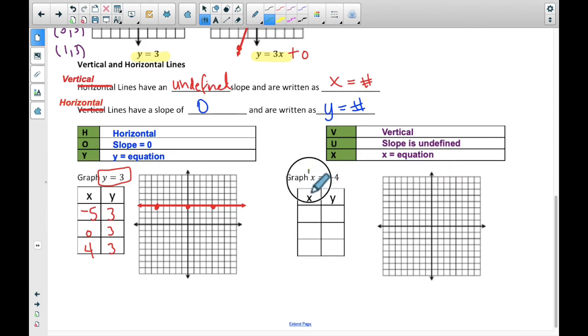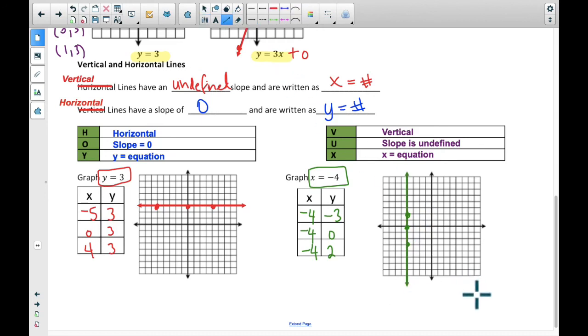Okay, the next one, if we look at the graph, says x equals -4. That means every single time x is going to be -4. The y could be anything. It could be -3, it could be 0, it could be +2, anything. And so I plot those points, (-4, -3), (-4, 0), and (-4, 2), and I use my straight edge. And so I have a vertical line.